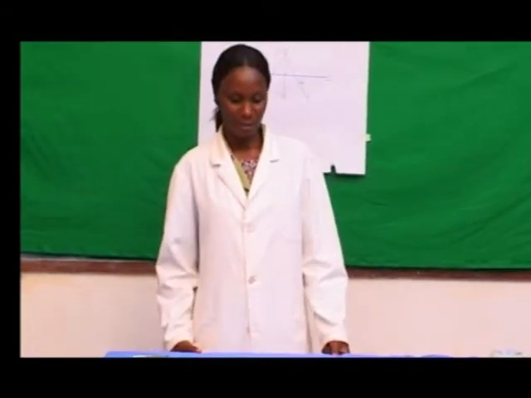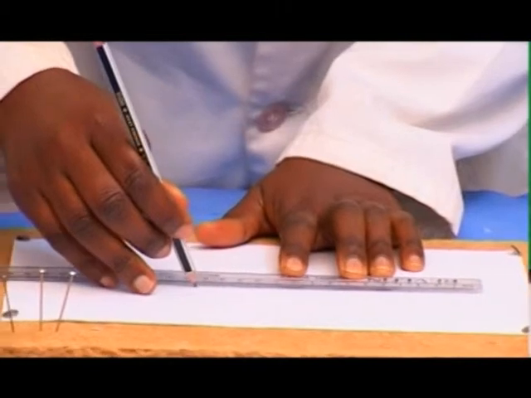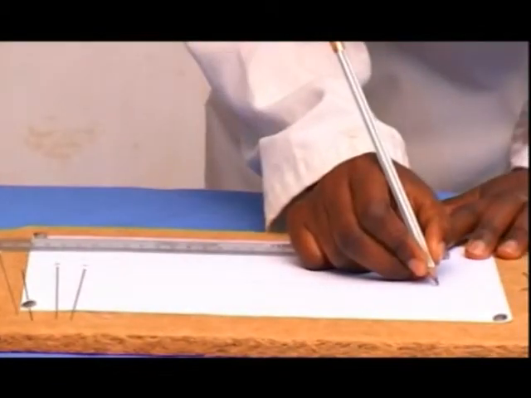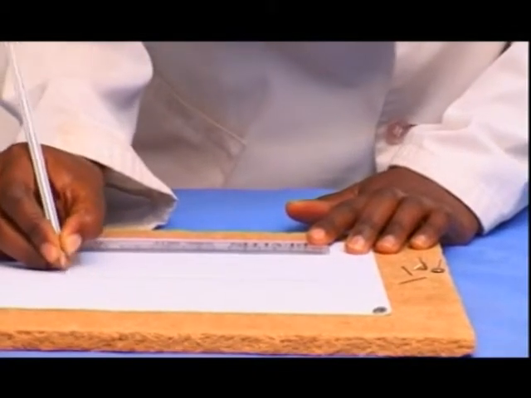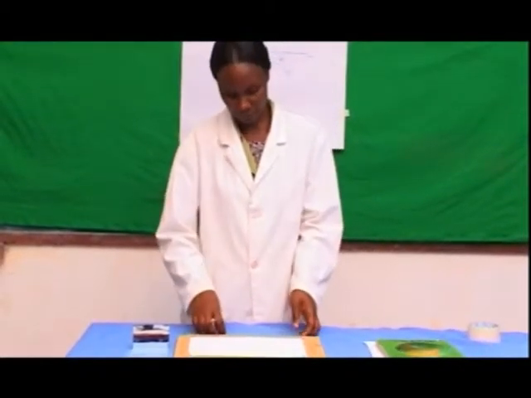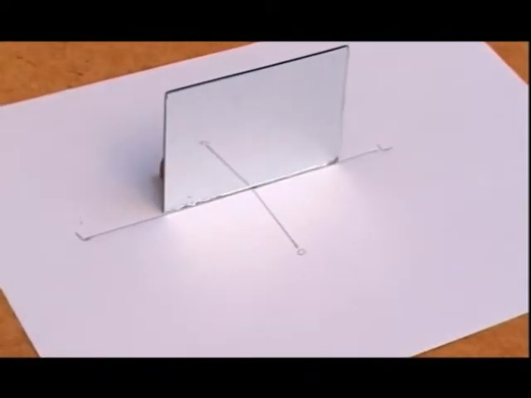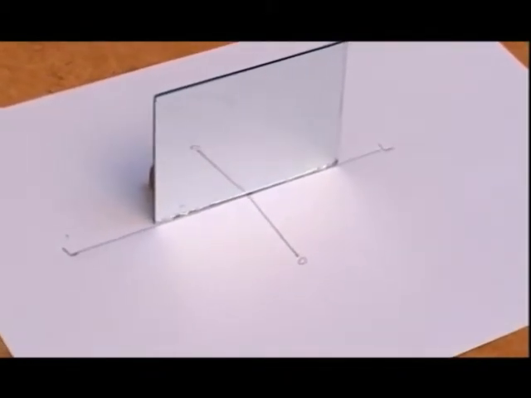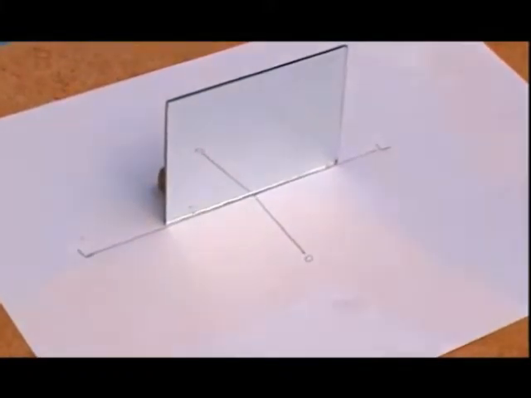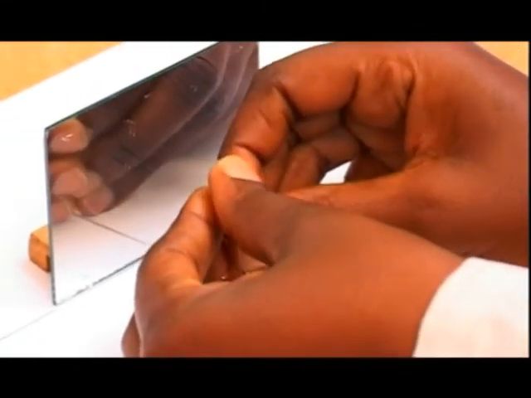Procedure: draw a line of 15 cm length in the middle of the plain sheet of paper and mark it as line LL. Measure a 4 cm line perpendicular to the line LL. Place the mirror upright with reflecting surface on the line LL. Place a search pin at the extreme end of the line at point O.